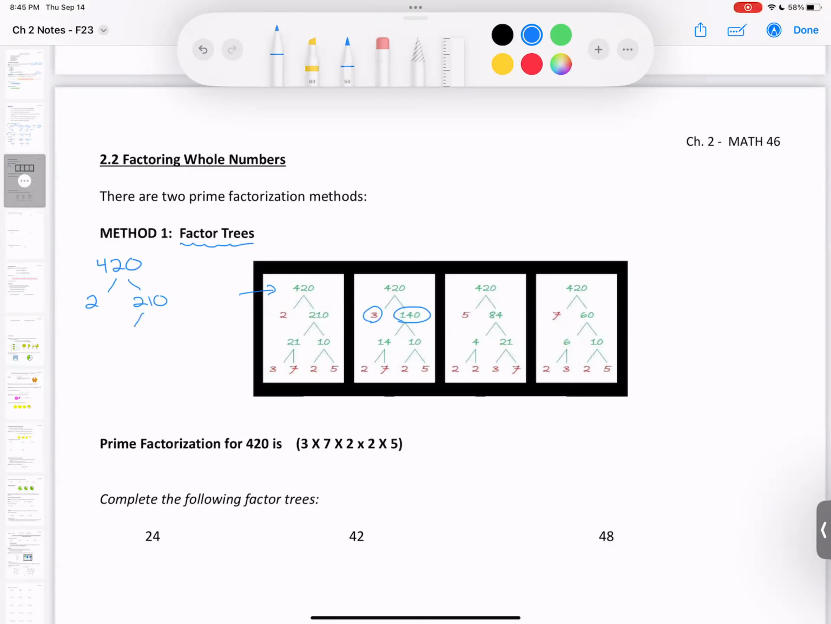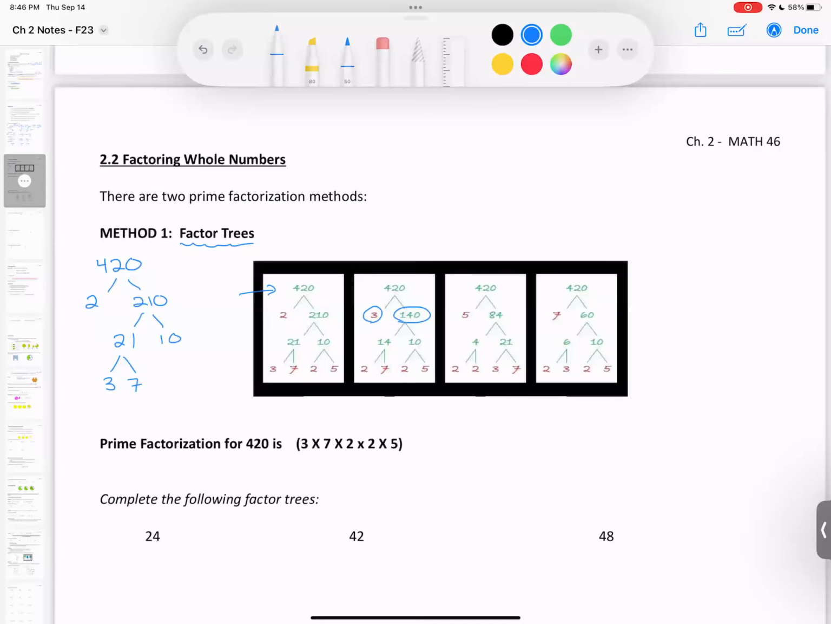So I ask myself, what two numbers could I multiply to get 210? Well, we could multiply 21 times 10. And now we go further down that branch. 21 still isn't prime, so we need to split that up again. So 2 factors of 21 are 3 and 7. Both of those are prime, so we have gone as far as we need to on our tree on that side.